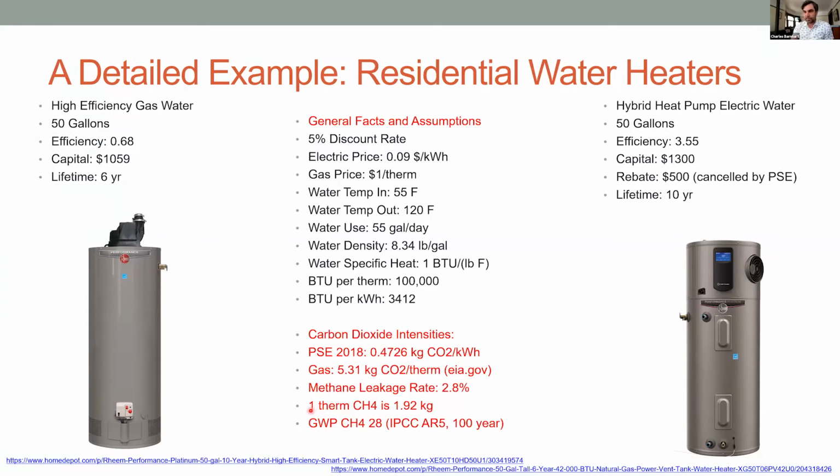1 therm of methane is 1.92 kilograms. So if you actually wanted to use this leakage rate, then you could multiply how many therms we use by that leakage rate, which isn't quite right. We'll get into that in later lectures, and then multiply it by this global warming potential value. All right, so that was a lot, just trying to set up the problem.